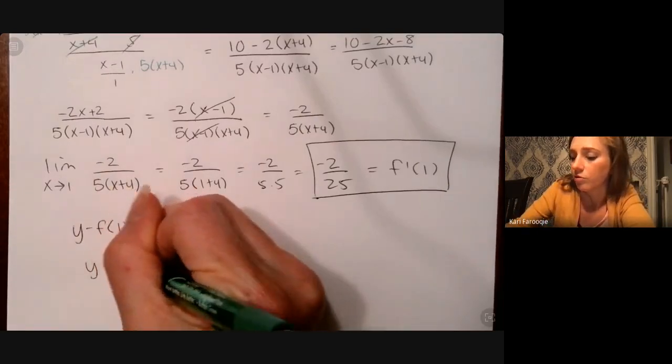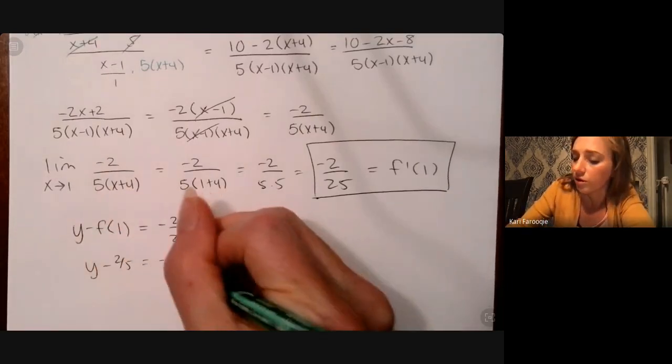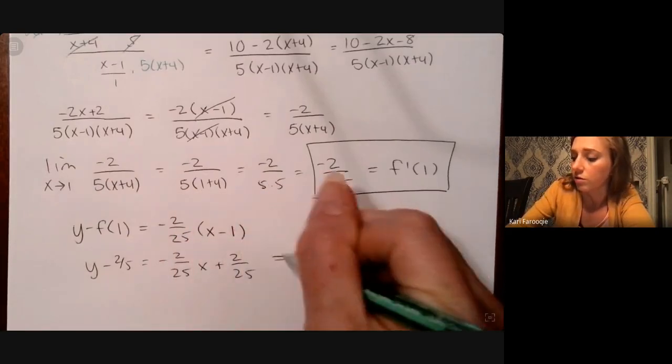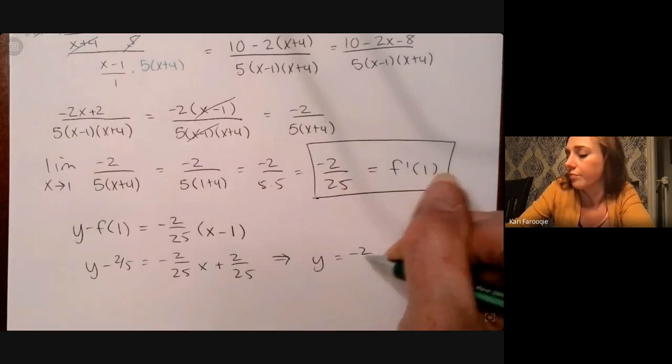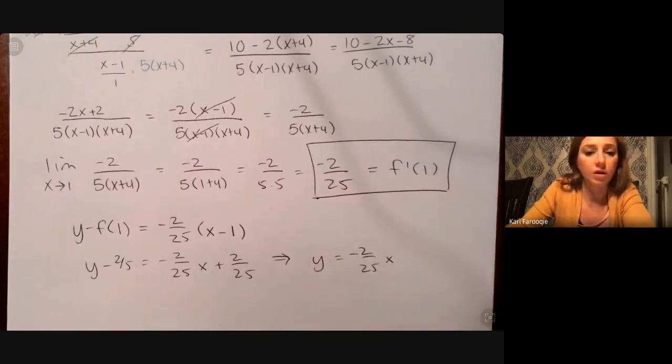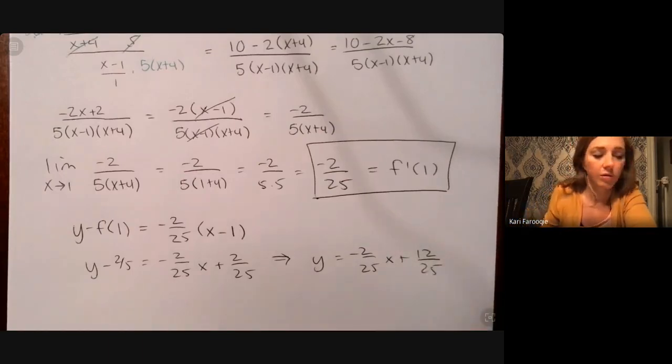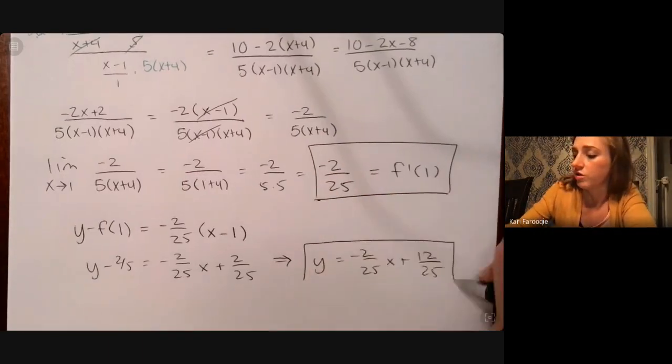Y minus 2/5 equals negative 2/25 x plus 2/25. And then plus 2/25 plus 2/5 is 5. This plus 10, so that's what, 10, 12/25. 2 and 10 gives us 12. Okay, so this is the equation for your tangent line.